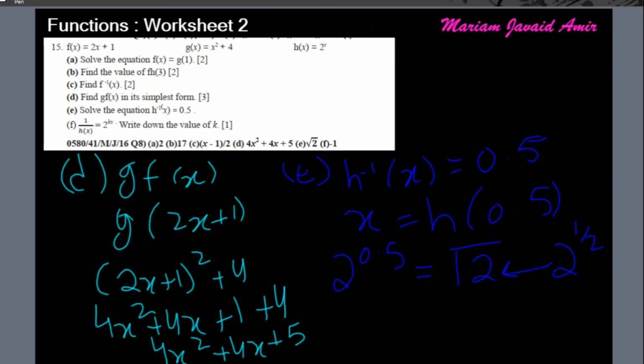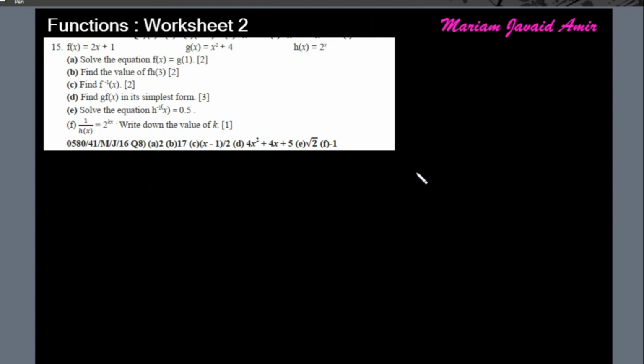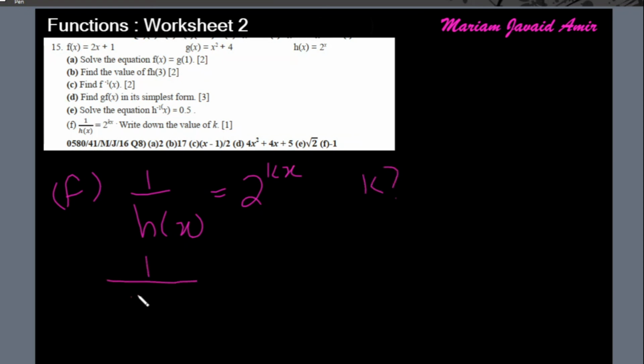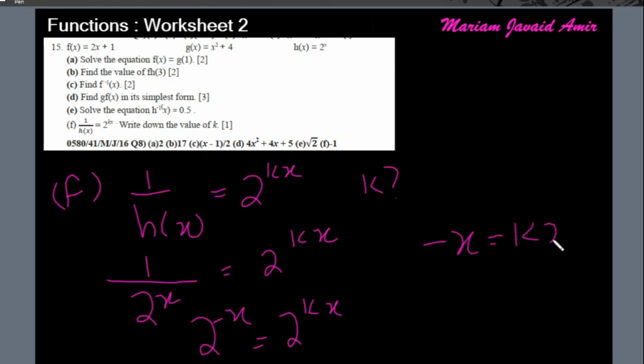Alright, part F says 1 over h(x) equals 2 power kx, find the value of k. So 1 over h(x) is 2 power minus x, which is equal to 2 power kx. Bring 2 power x to the numerator, so we get 2 power minus x is equal to 2 power kx. Since the bases are the same, we can equate the powers and we get k equals minus 1.